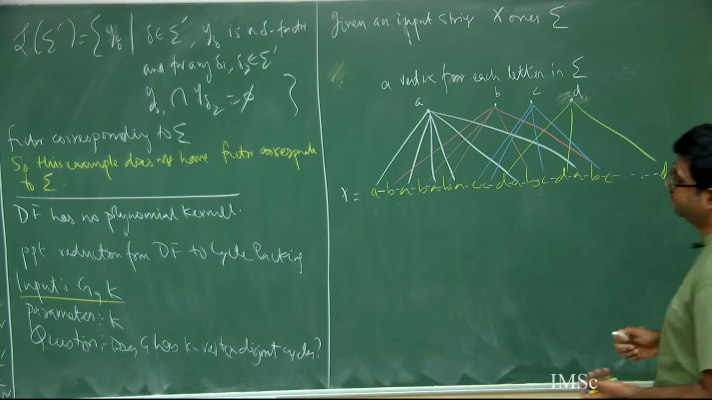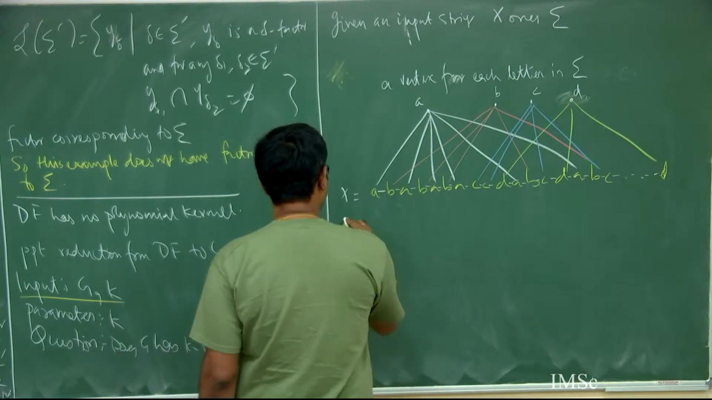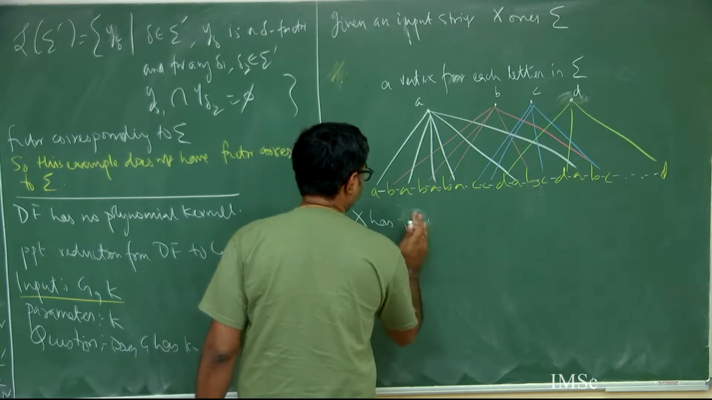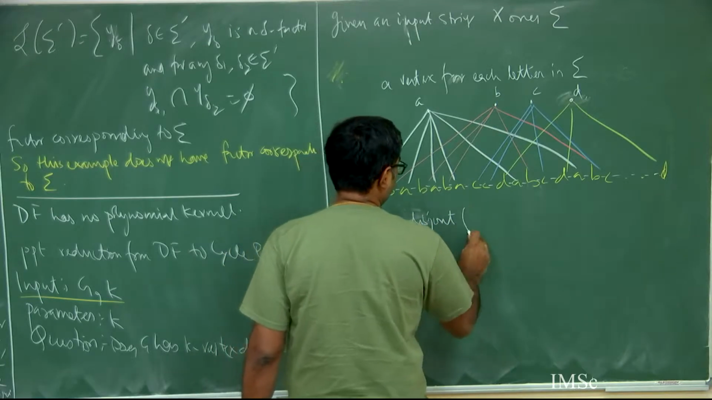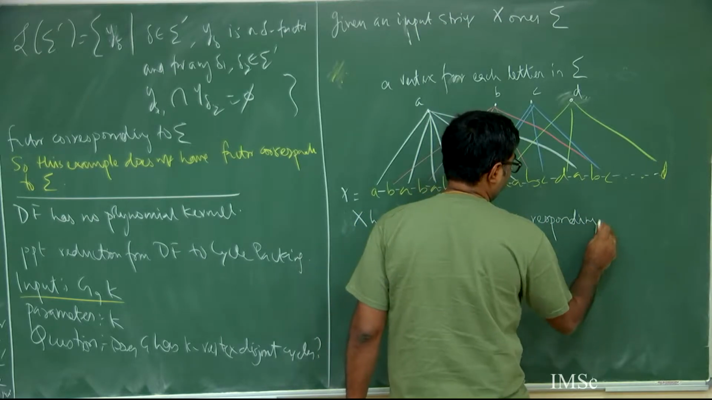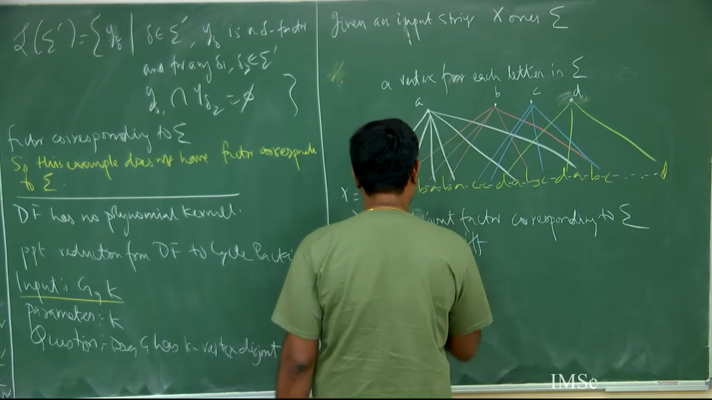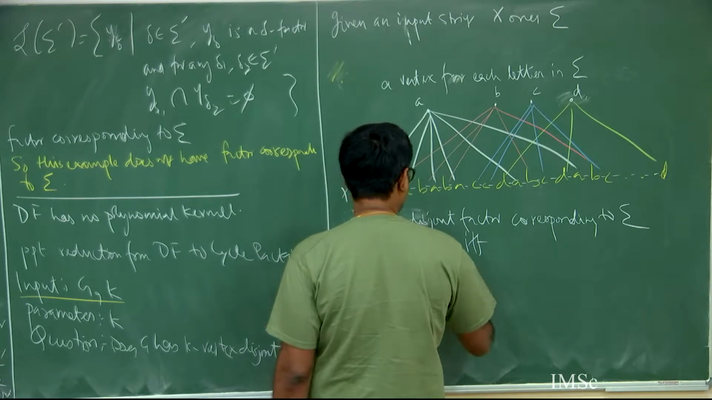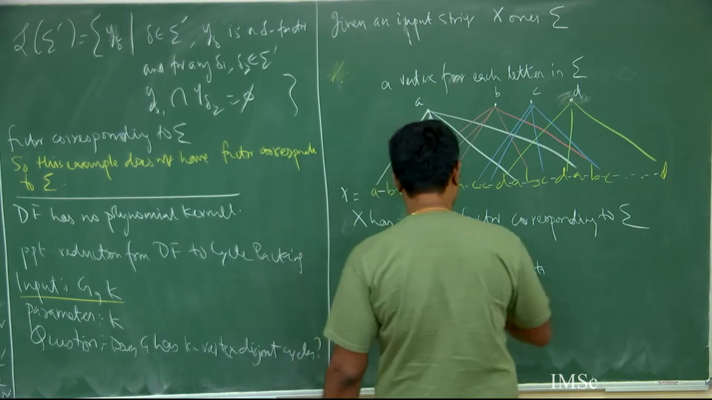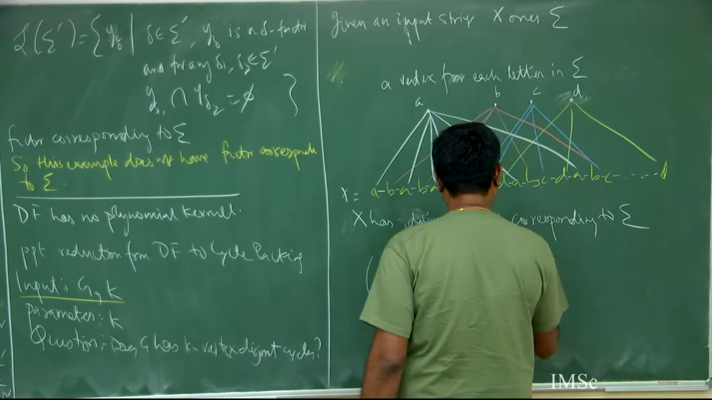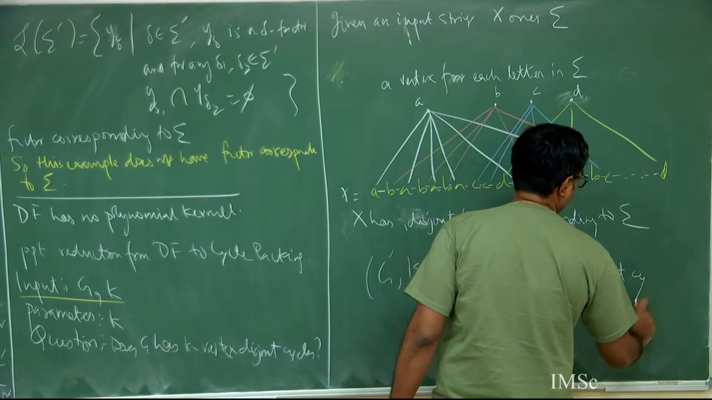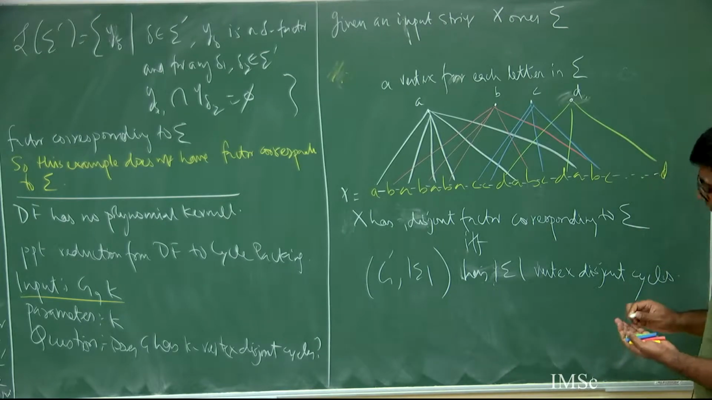Now what we have to show is that x has a disjoint factor corresponding to sigma if and only if G prime sigma is a yes instance, that is, G prime sigma has mod sigma vertex disjoint cycles, okay, that's what we have to show. Now the forward direction is obvious, right?